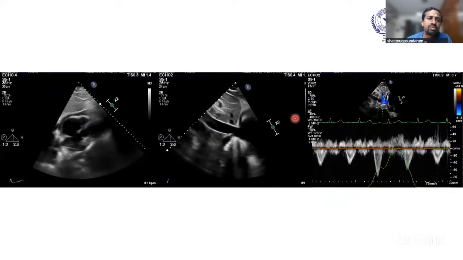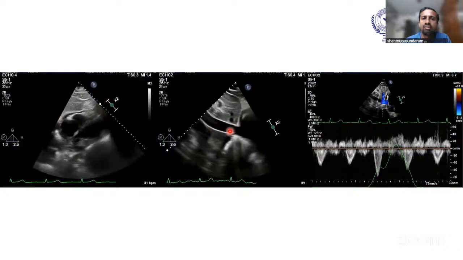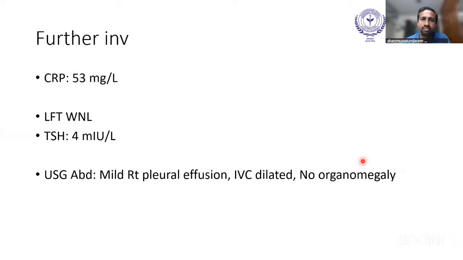Coming to the subcostal images, again it showed pericardial collection with a dilated IVC, which is not showing any significant respiratory variation. And the hepatic venous Doppler shows the systolic antegrade flow is blunted, and there is subtle systolic flow reversal noted as well.